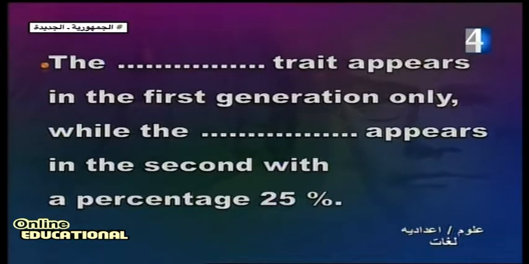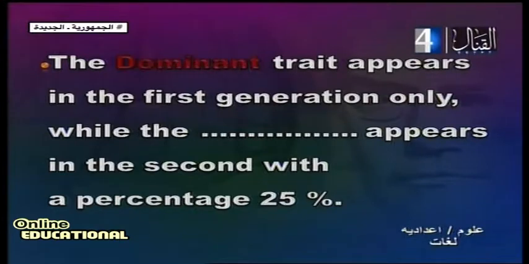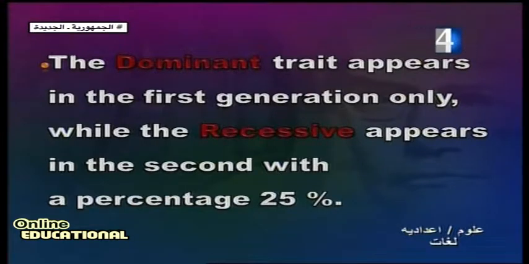The dominant trait appears in the first generation only, while the recessive trait appears in the second generation with a percentage of 25.